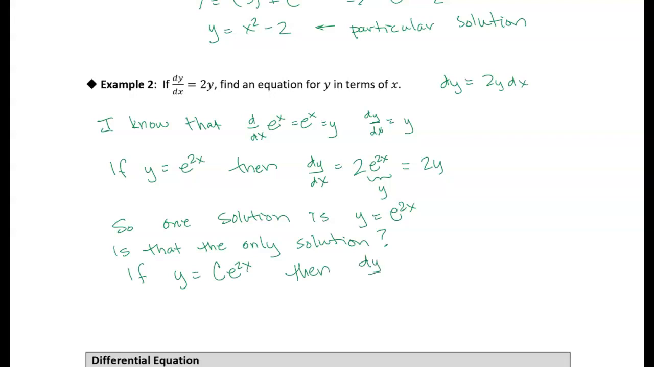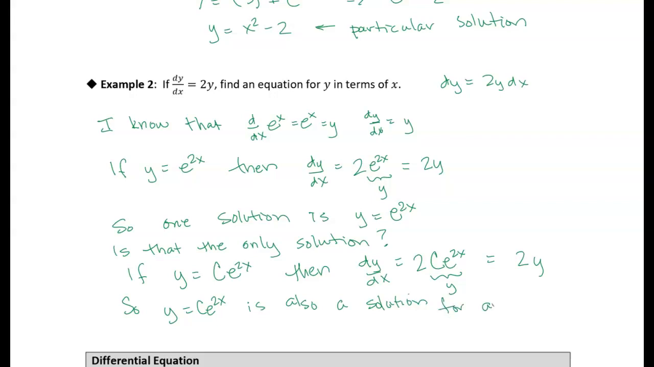dy/dx equals 2c e to the 2x, where again, this right here is just y. So we get again that dy/dx is equal to 2y. So we can generalize it and say that y equals c e to the 2x is also a solution for any constant c. Now we still don't know, is that the only solution? Is there something else that we could do?